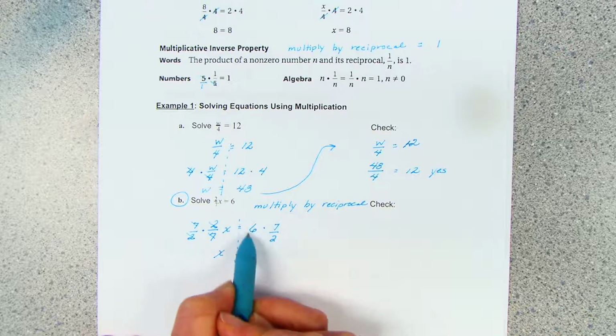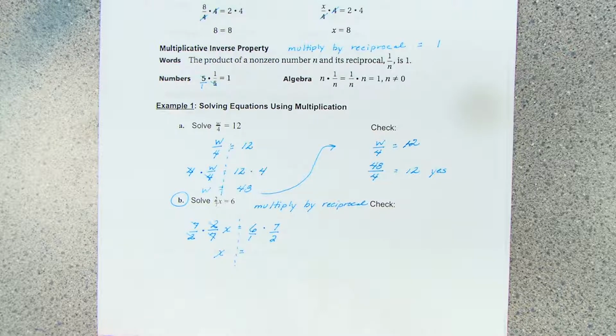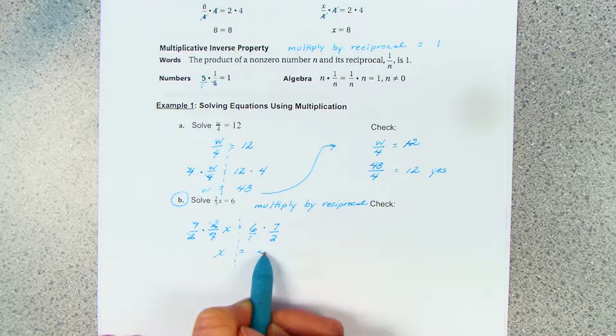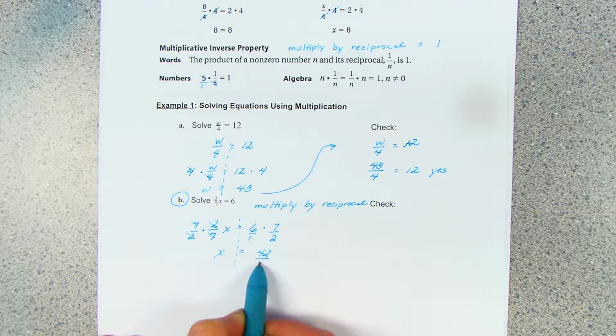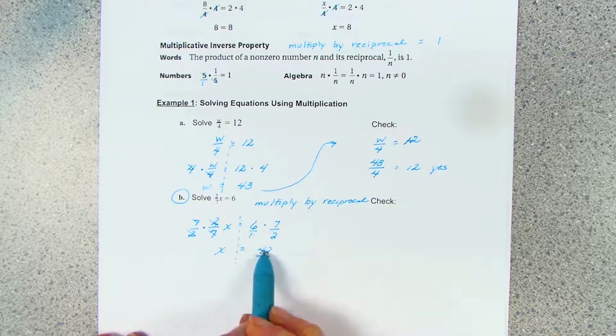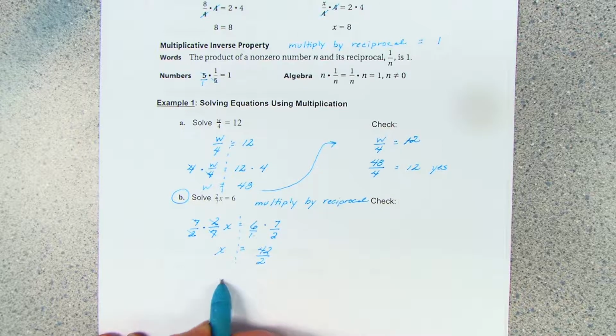And then sometimes when I'm working with a fraction, lots of times I go ahead and put it over 1 just to help me as a placeholder, to keep track. I multiply the numerators. 6 times 7 is 42. Multiply the denominators. 1 times 2 is 2. But you have to simplify. 42 divided by 2 is 21.